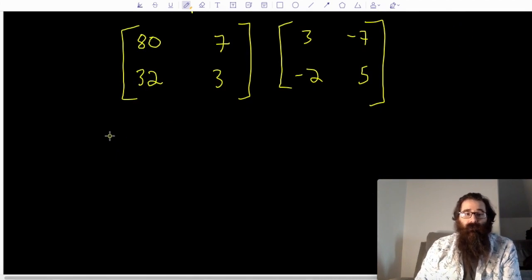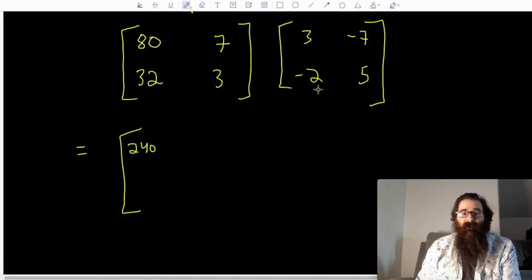And we'll go ahead and we'll use that row column rule again. So here, first row, first column, I'm going to have 80 times 3 plus 7 times negative 2. 80 times 3 is going to give me 240. And then 7 times negative 2 is going to give me minus 14. So I'll just write it this way for now and then finish it up in the next step. Staying in that first row, but now to that second column, I get 80 times negative 7 gives me negative 560 plus 7 times 5, which is plus 35.